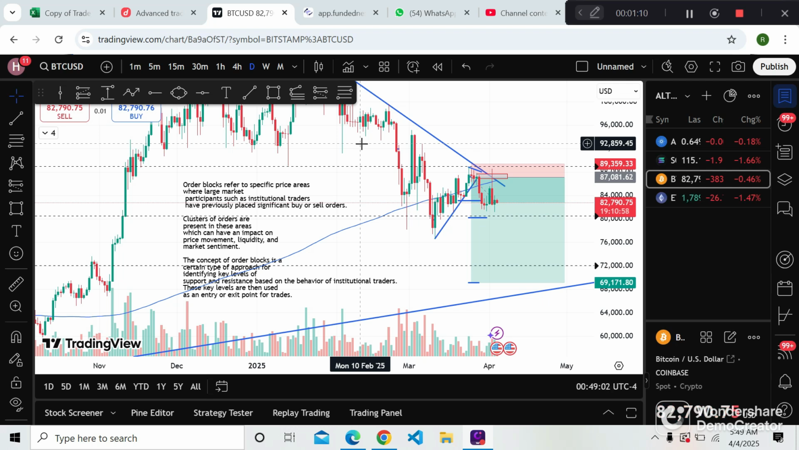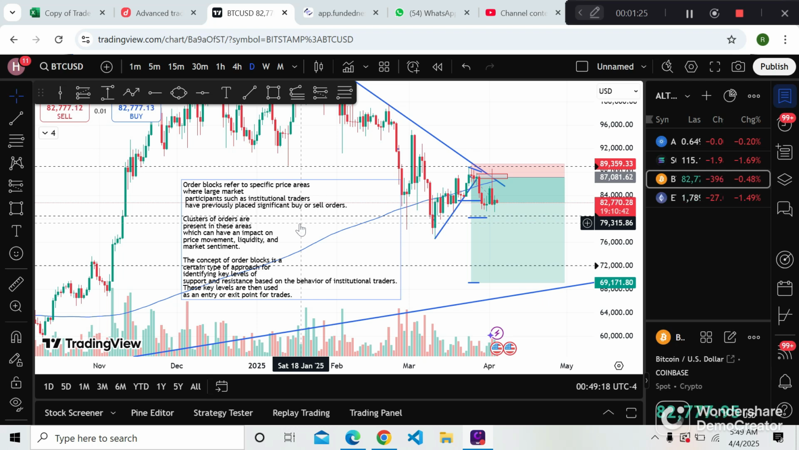And when it has not been tested, it means this area is a potential area for an institutional move. So, clusters of orders are present in these areas, which can have an impact on price movement, liquidity, and market sentiment. So, like I said, especially when it hasn't been retested or mitigated, it makes this area an area of very potential movements of large price action, especially with institutional candlesticks.